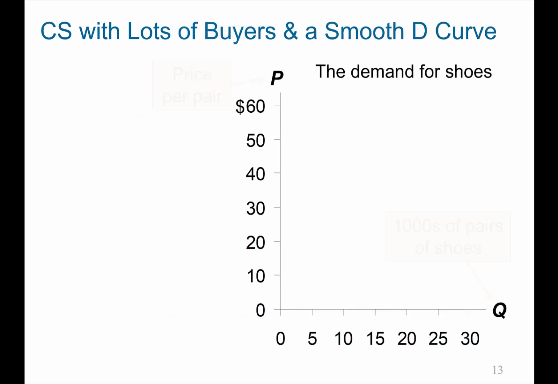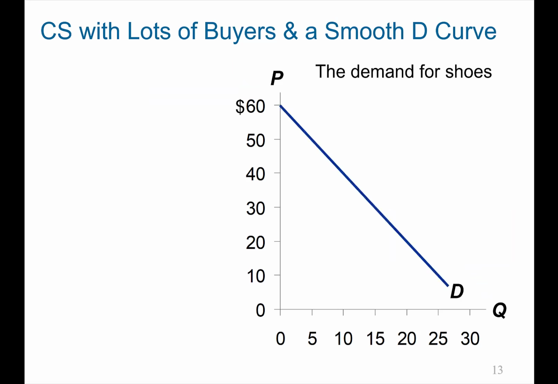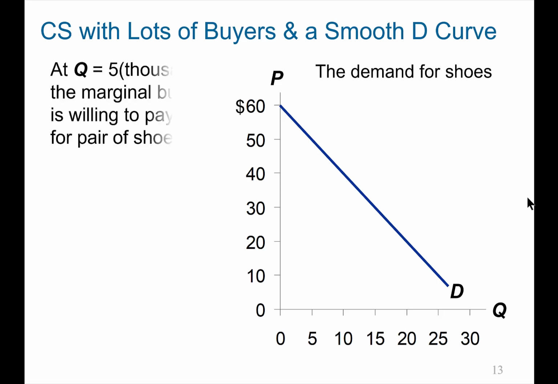Okay, with lots of buyers, as I said earlier, we smooth out the demand curve. Here we're talking about shoes, so price per pair, quantity of shoes in thousands, and there's our smooth demand curve. And if we were to zoom in, we'd see all the little kinky steps right here. But we're not. We've zoomed out. And so this is 20,000 pairs. This is 15,000 pairs. It's all of us who buy shoes.